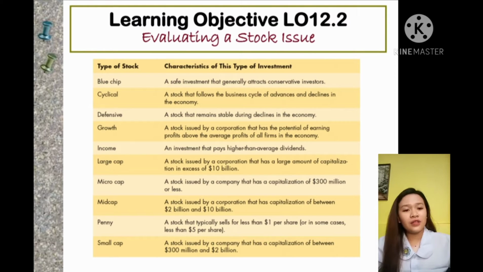We also have from large cap to small cap. It is the capitalization of a corporation that issued stock. First is yung large cap, which is nag-excess siya in 10 billion. Sa micro cap is 300 million US dollars or less. Mid cap is between 2 billion US dollars and 10 billion US dollars. Sa penny is typically sells for less than $1 per share. And in small cap, it is a capitalization between 300 million and 2 billion US dollars.